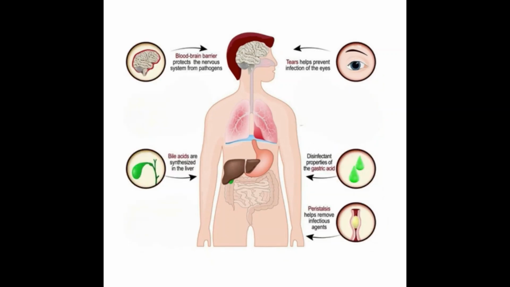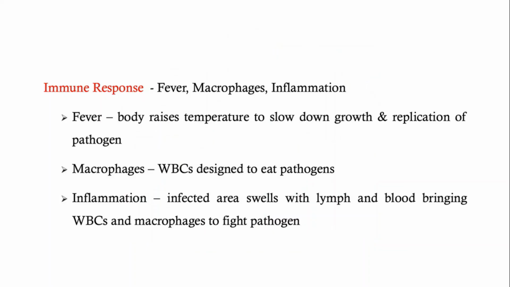Sweat, mucus and tears contain lysozymes and other chemicals that kill the bacteria. Apart from this, we have the blood-brain barrier, which protects the nervous system from pathogens. Then you have the disinfectant properties of the gastric secretions. Peristalsis helps in removal of infectious agents in the GI tract. Then there are bile acids that are synthesized in the liver, which again work as a barrier.